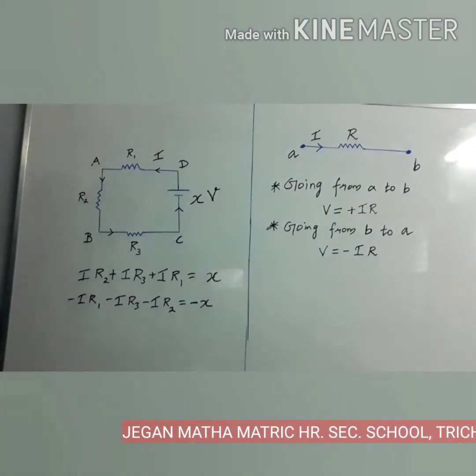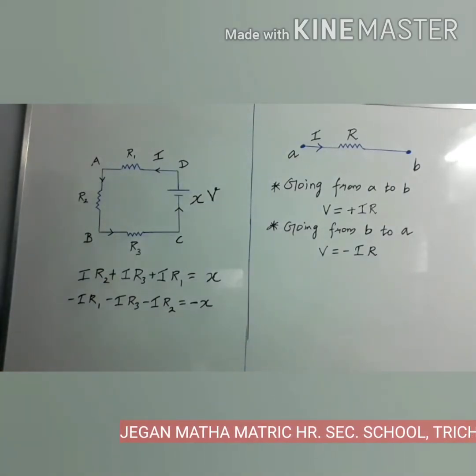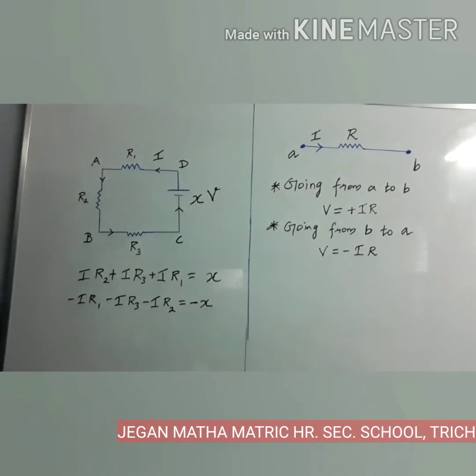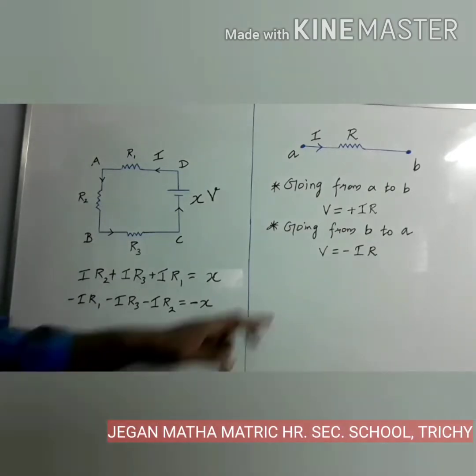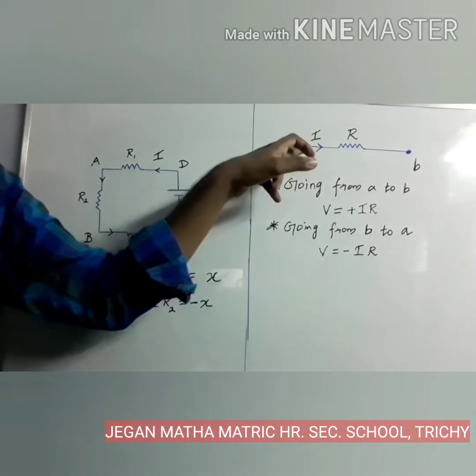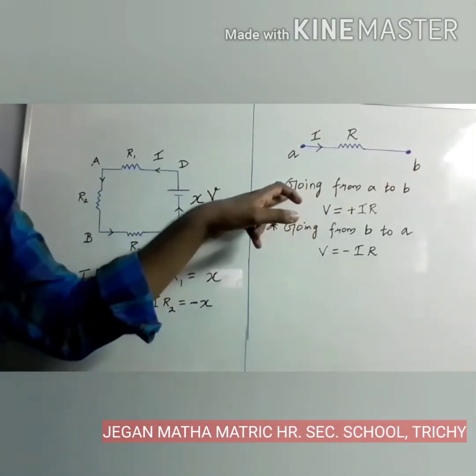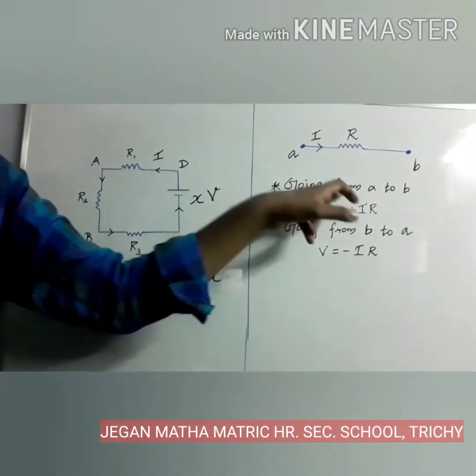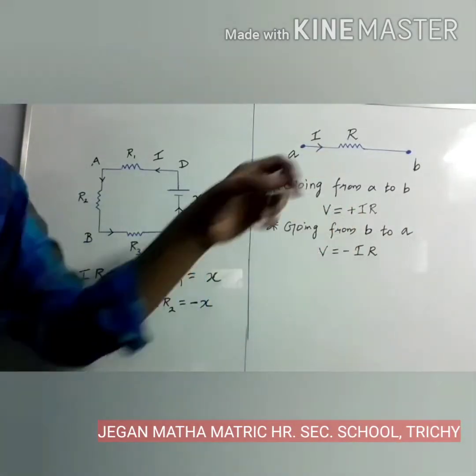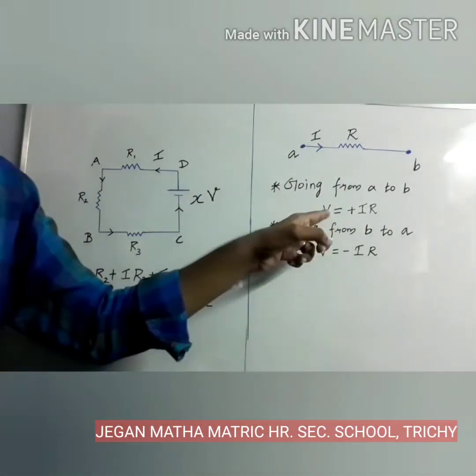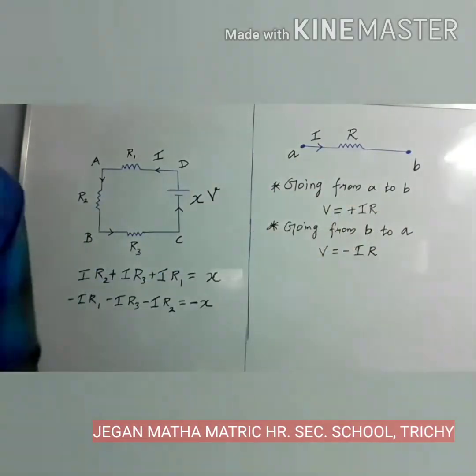The product of the current and the resistance is taken as positive when the direction of the current is followed. Suppose the direction of current is opposite to the direction of the loop, the product of current and voltage across the resistor is negative. We can take this part of the circuit: current is flowing from A to B. Your direction of the loop is also from A to B. Then current I can be considered as positive. So voltage is equal to plus IR.